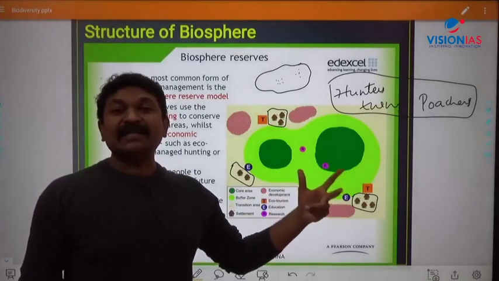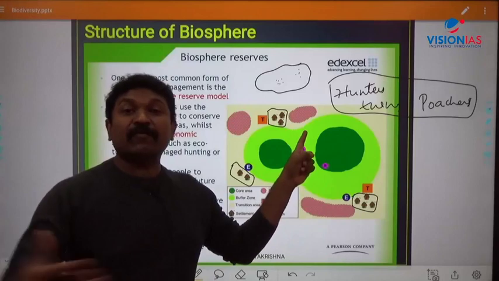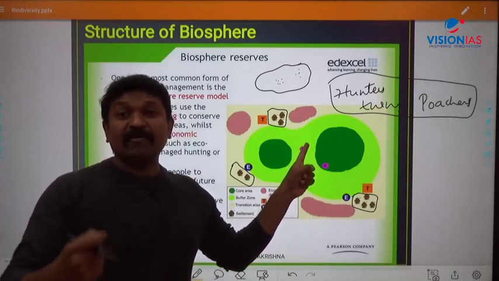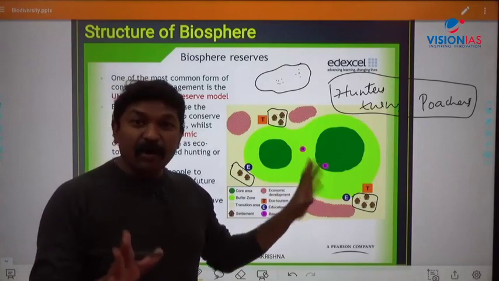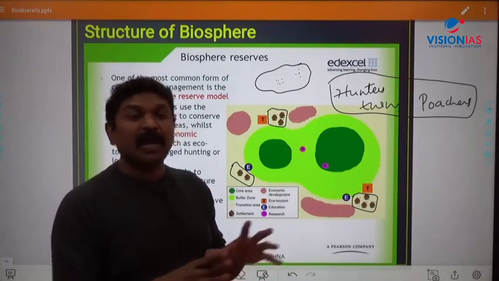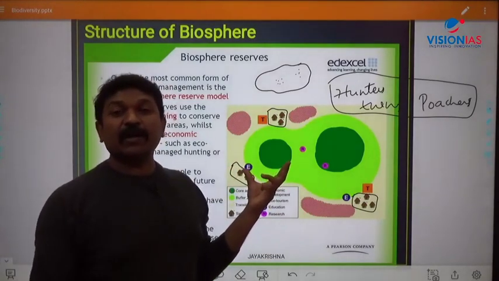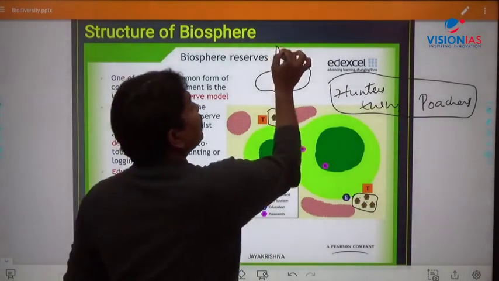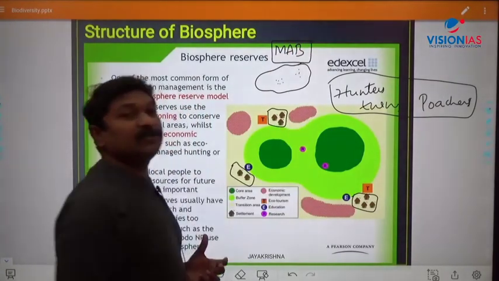When the hunters turn into poachers, when they are naked out from their habitation, then they develop a sort of grudge against the animals. Clear? In order to avoid such conditions, the government has brought, under the United Nations, a concept called Biosphere Reserve under the program called MAB program, Man and Biosphere.